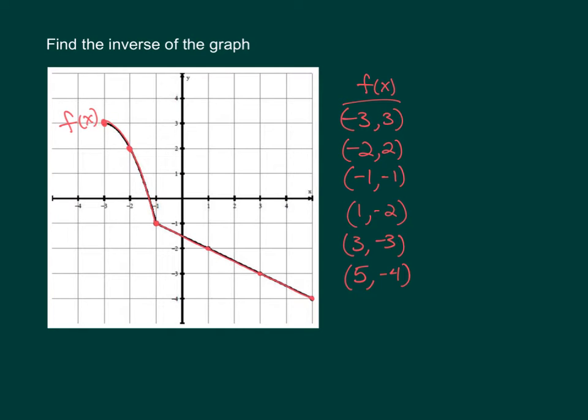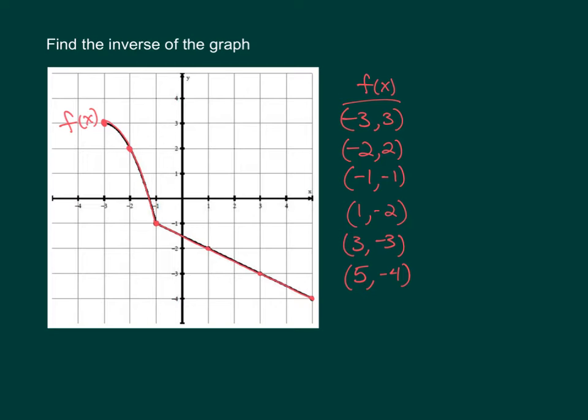There's -3, +3, -2, +2, -1, -1, and so on. All of these points are listed over here. And the big idea with finding the inverse of a function is to swap all x and y values.